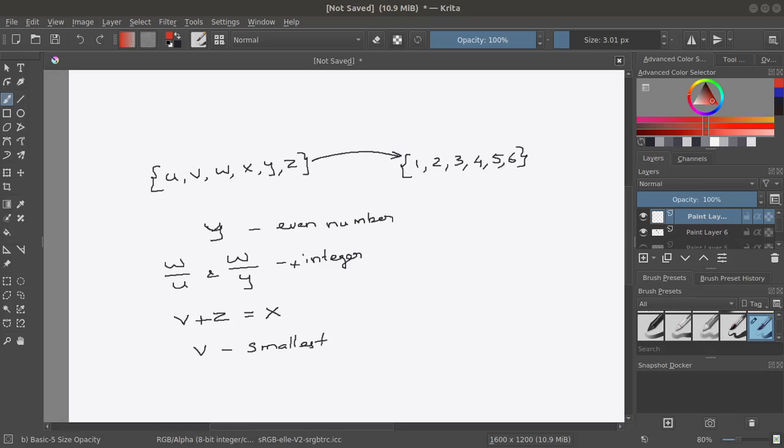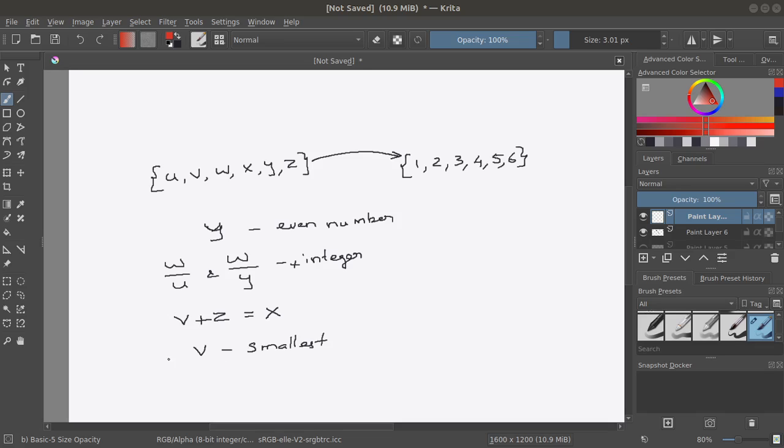Okay, let's see the solution for this question. So the question is, there are some alphabets, and for those alphabets I have to assign these numbers, okay, such that y should be an even number and w is a number which is divisible by number u and number y, and the number v plus z is equal to x, and v should be the smallest. Okay, so I have to assign such that I satisfy all these conditions.